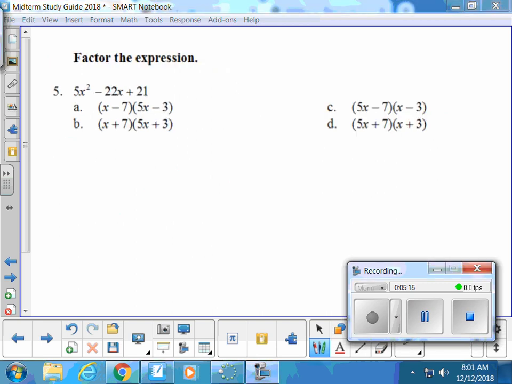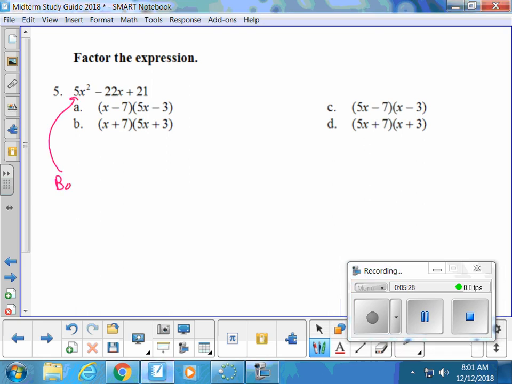Alrighty, so we're on number 5. We're still factoring. I always look for a common monomial first. Do you see one? So what method are we thinking? Box. The box method. When you have that 5 out front, that forces it to the box.